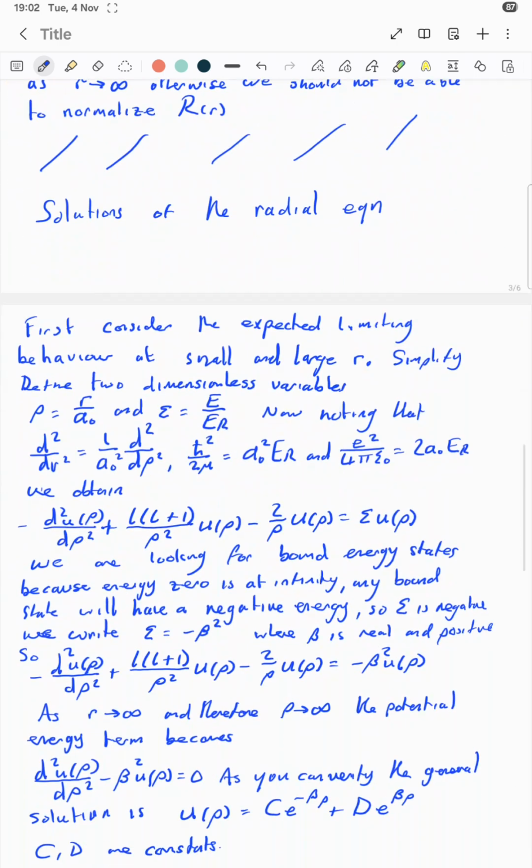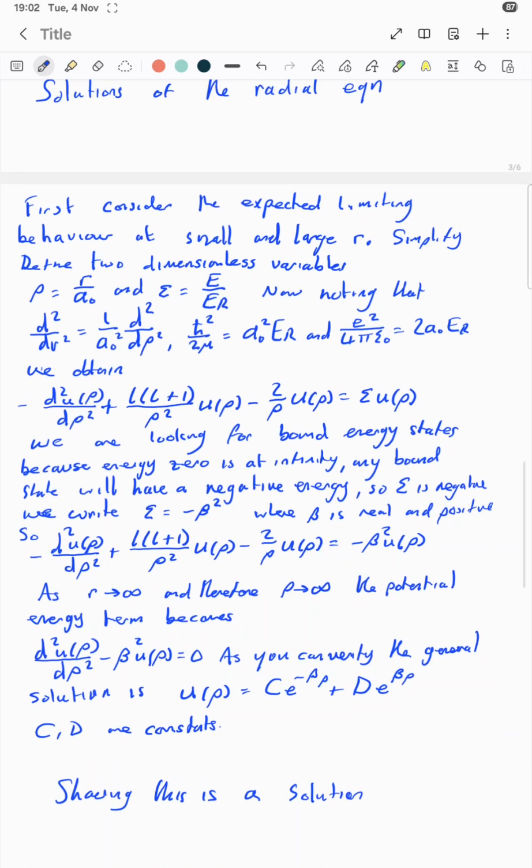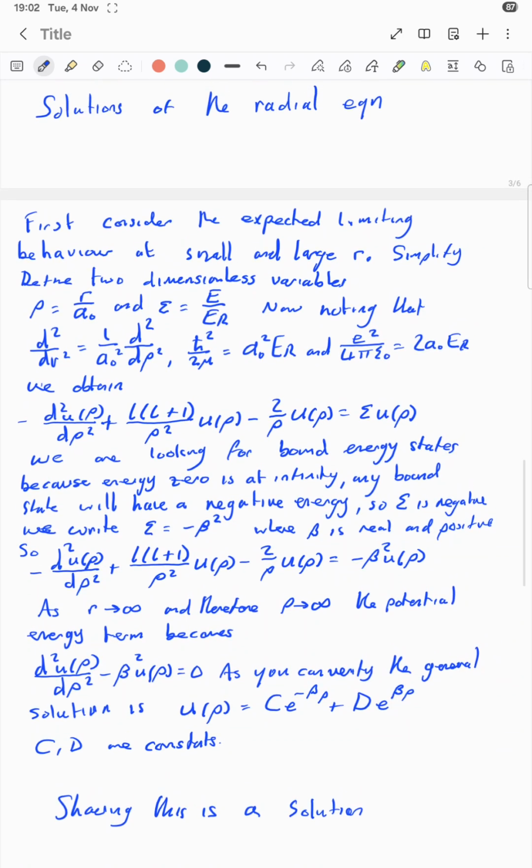And here we go on to the solution of the radial equation. First, we consider the expected limiting behavior of small and large r. To simplify, we define rho as r over a, which you probably recognize if you've taken quantum mechanics before anyway.